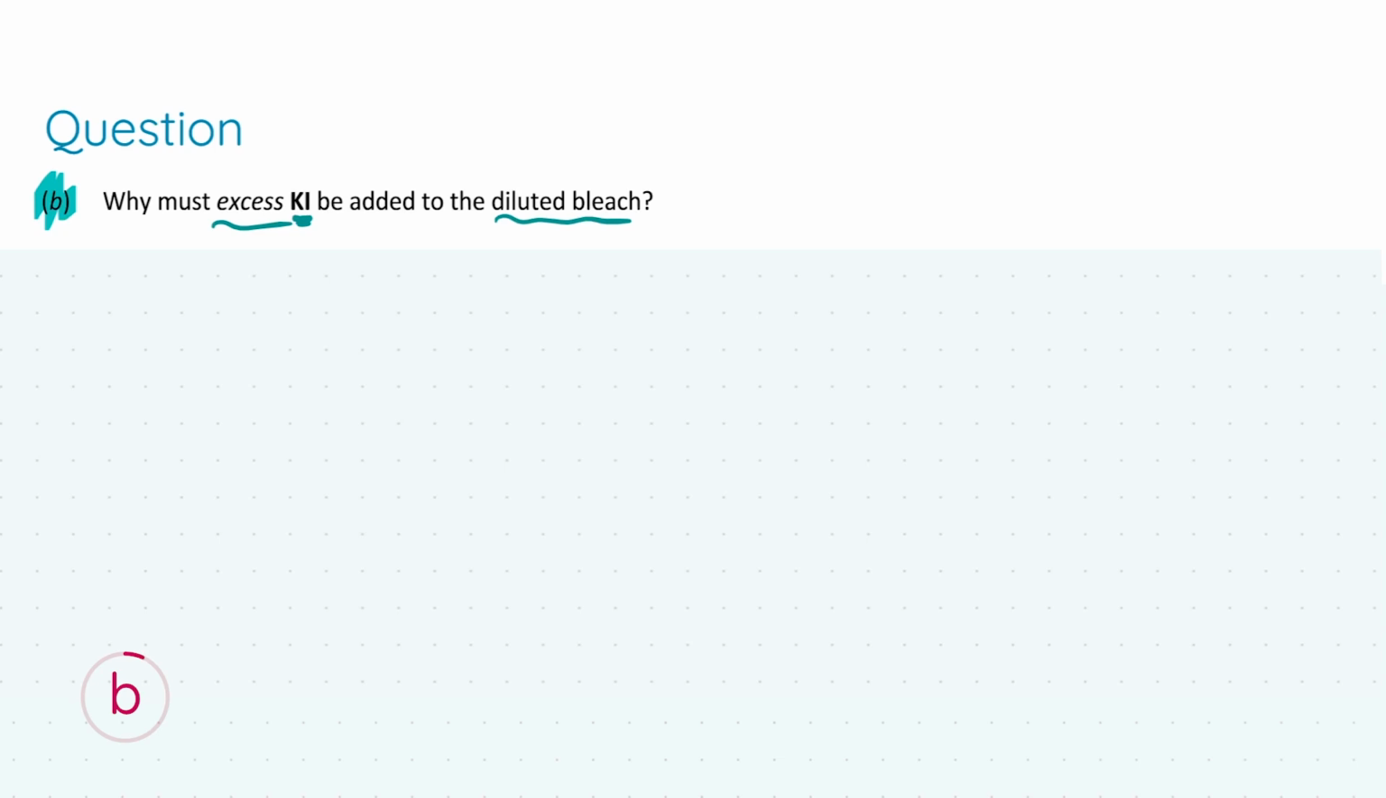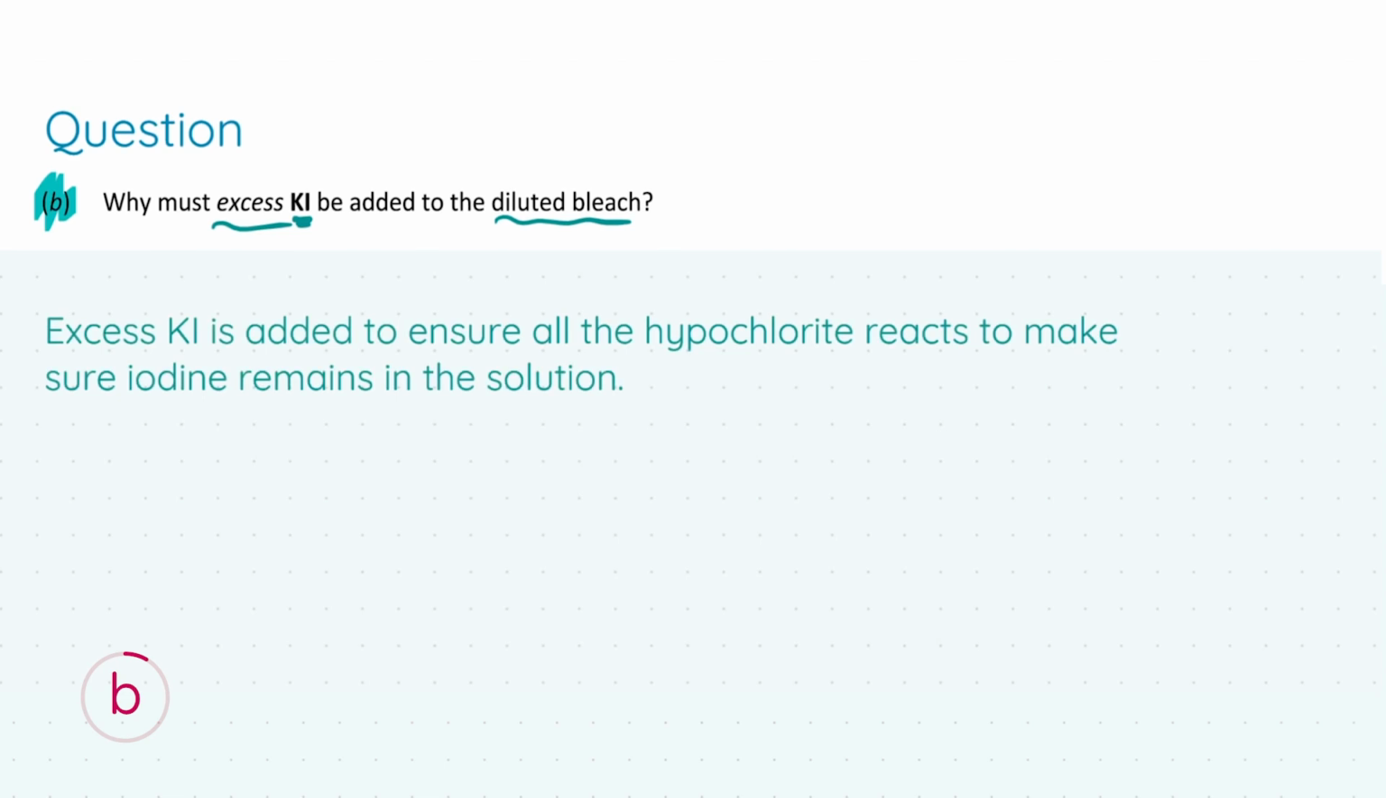So the correct answer to this question is that excess potassium iodide, or KI, is added to ensure that all of the hypochlorite reacts and to make sure iodine remains in solution. So remains in solution is also important there. The reason you're adding this extra potassium iodide is that this titration involves the use of iodine in several compounds, and if you do not add excess of this potassium iodide, the iodine itself will precipitate out of solution.